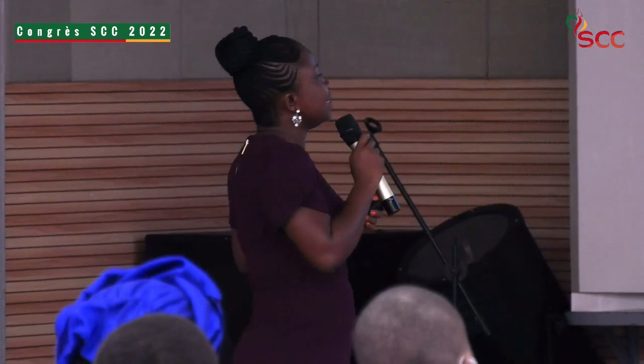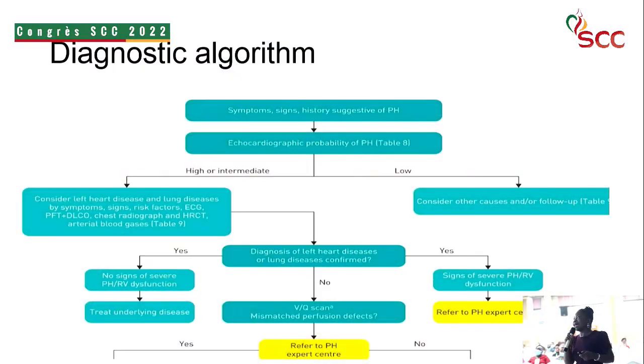Now we go straight to what interests us, which is the algorithm. This is the 2015 ESC guidelines. I hope it's clear. It looks a bit blurred even for me. Anyway, if you have patients with symptoms or a history suggestive of pulmonary hypertension, you do the echo.